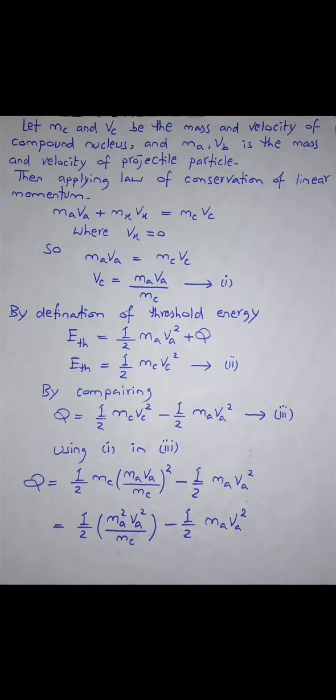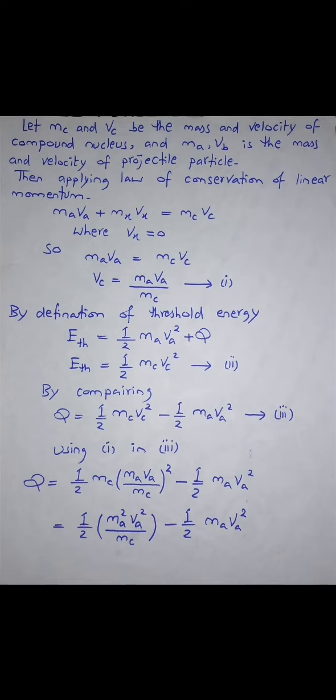But we know that the velocity of the target nucleus is zero because the target nucleus is initially at rest. So with velocity equal to zero, from the relation p equals mv, the momentum of the target nucleus is also zero. So we simply get that the momentum of the projectile particle is equal to the momentum of the compound nucleus, from which we get the value of vc, which is vc equals ma va divided by mc, and we name this equation 1.